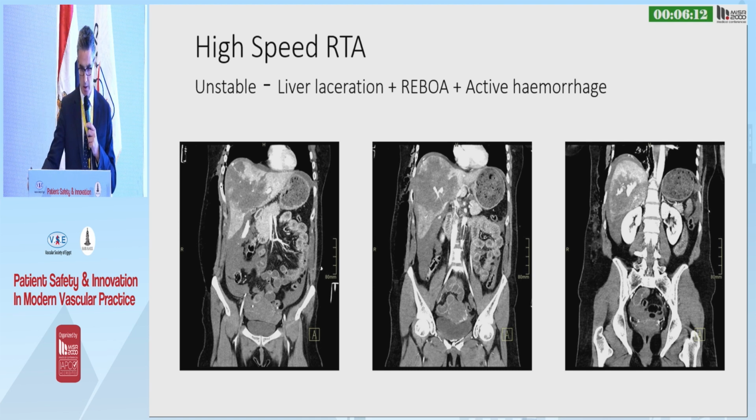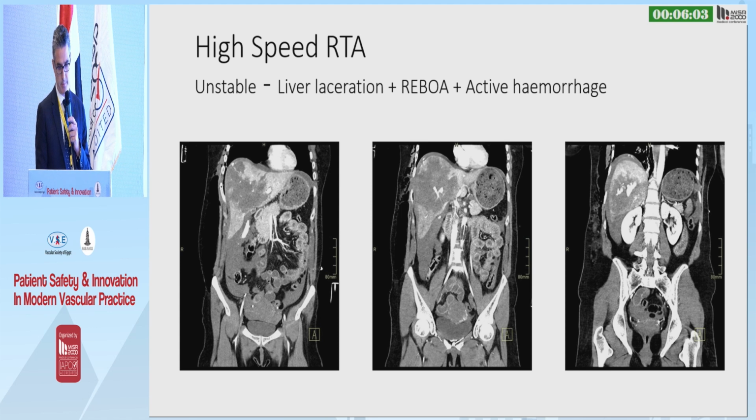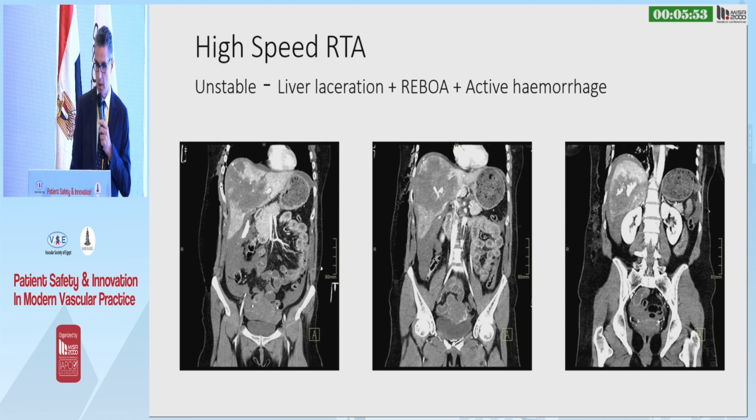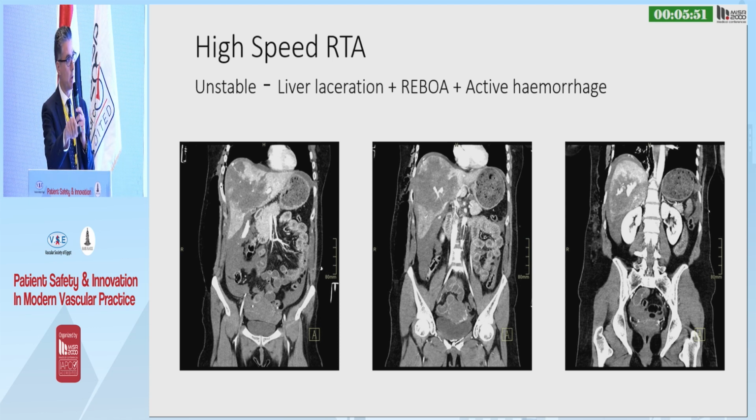So here's a case that came to the trauma centre in Leeds, high-speed RTA, patient unstable. You can see here that an AIV balloon has been put in on the CT scan, a little bit low for this extensive high-grade liver injury. The patient, that AIV balloon after the CT scan was raised. The patient was taken direct to surgery, and obviously this required damage control surgery.